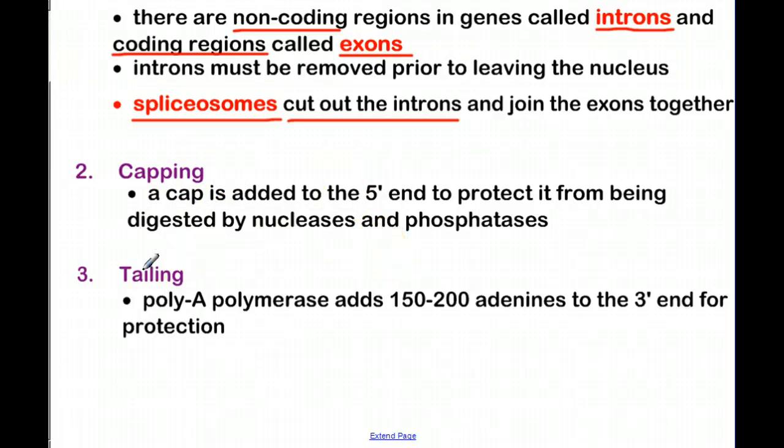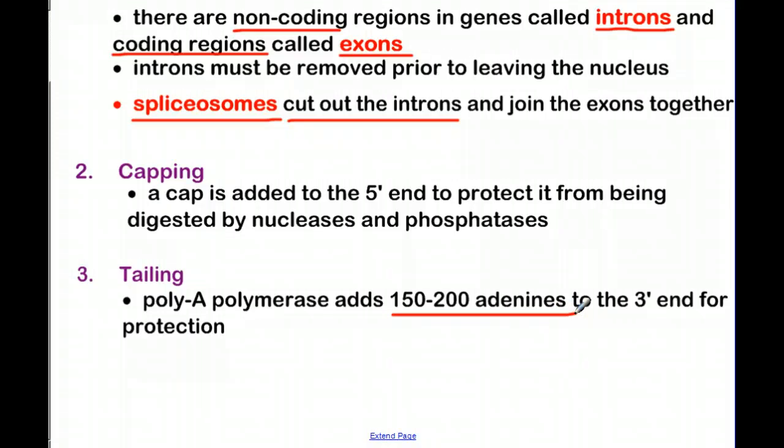And the same thing happens at the opposite end, the tailing. So capping at the 5' end, tailing at the 3' end. Another enzyme, poly A polymerase, will add on the tail, anywhere from 150 to 200 adenines. And that's again for protection at the other end.